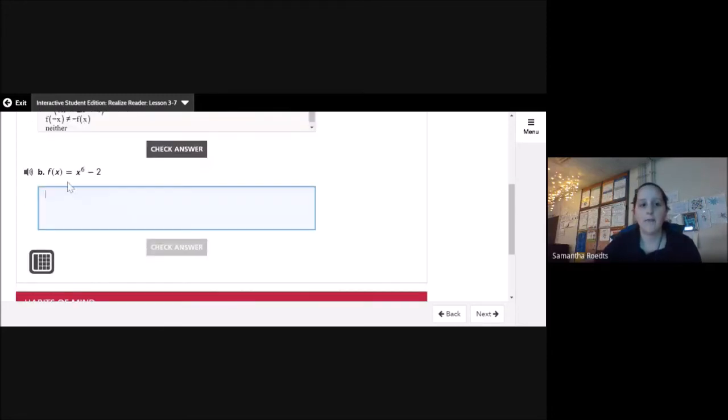Okay. So I have f of x equals x to the 6th power minus 2. So I'm going to substitute in negative x. I have negative x to the 6th minus 2. So this gives me x to the 6th minus 2. Nothing changes, so this is an even function.